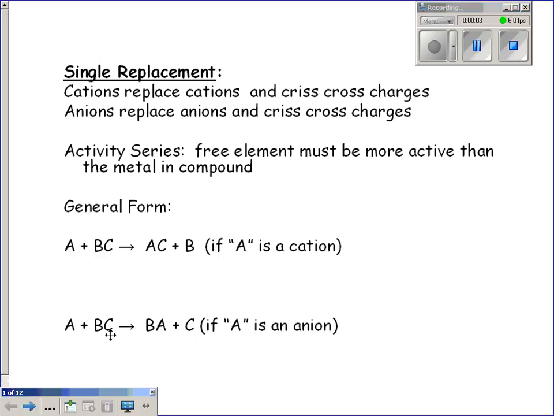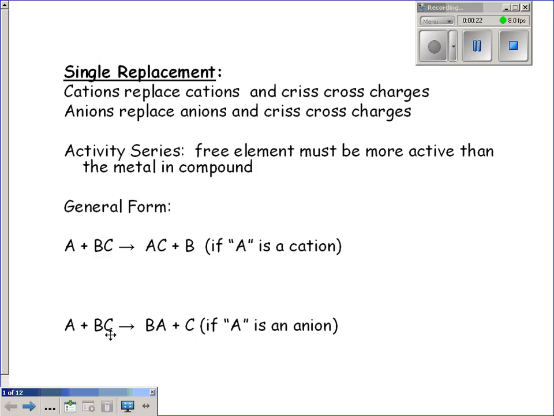Next up is single replacement. Single replacement reactions are where cations replace cations or anions replace anions. The way we think about this in day-to-day life is if I had two people who were dating and someone else came in and stole one of them away, and so we form a new couple.